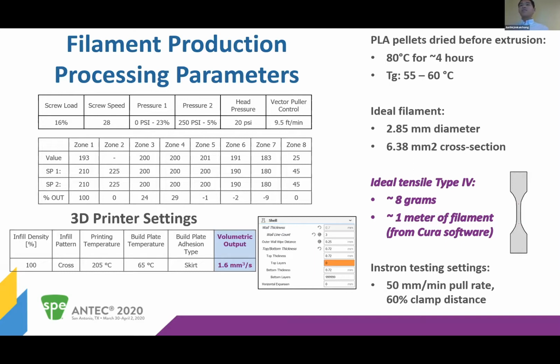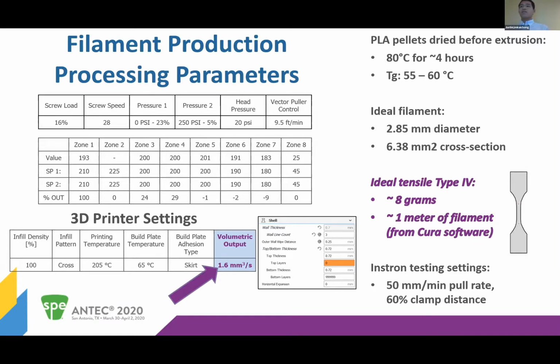In terms of our 3D printing settings, we did an infill density of 100%, a cross infill pattern, and we printed at around 205 degrees with a bed temperature of 65. In order to compare apples to apples for our different DOE runs, we ensured that we had the same volumetric output of 1.6 cubic millimeters per second, and we printed ASTM tensile type 4 bars.